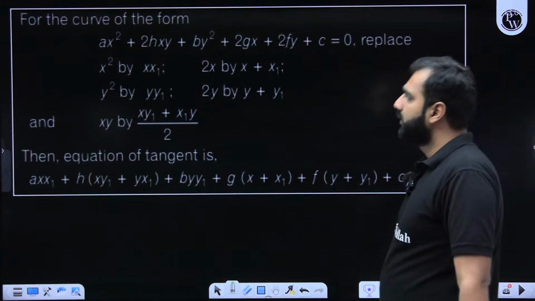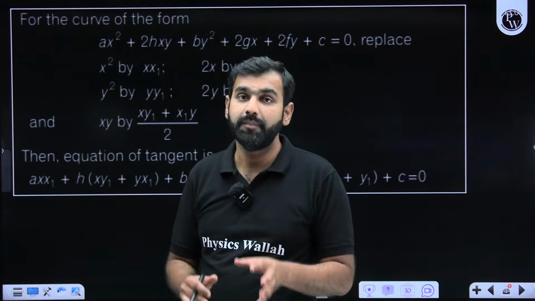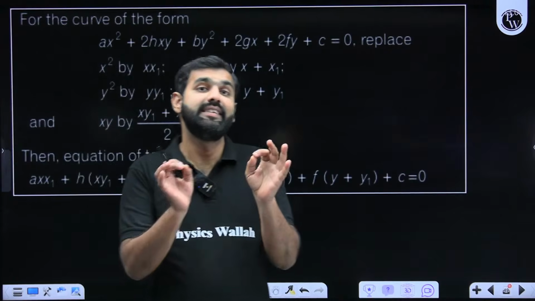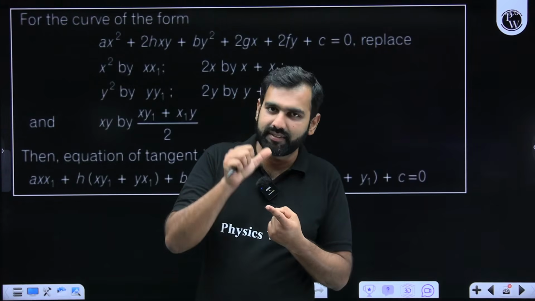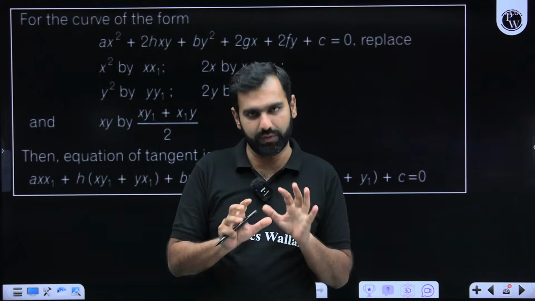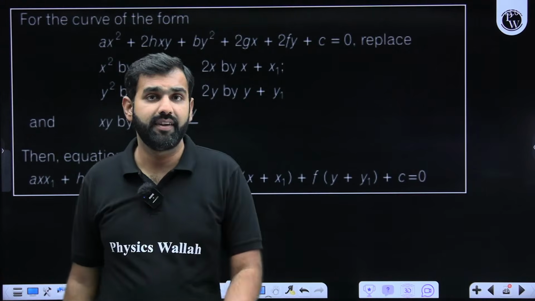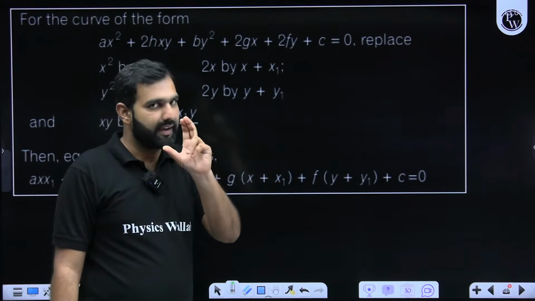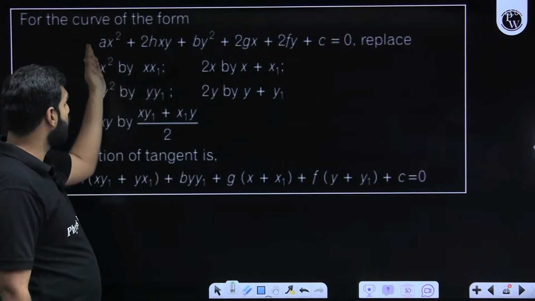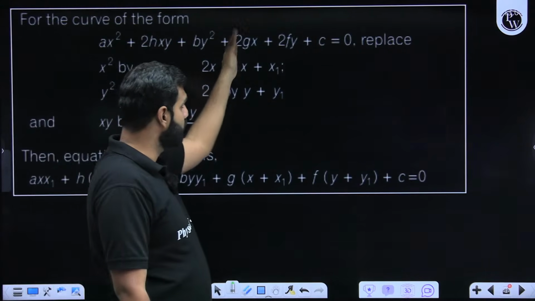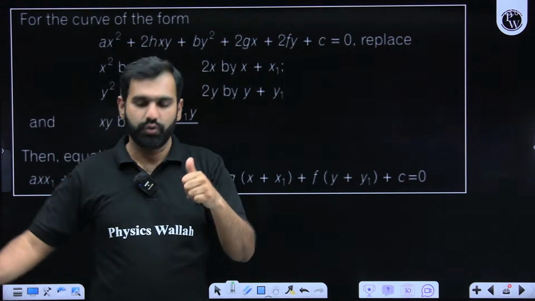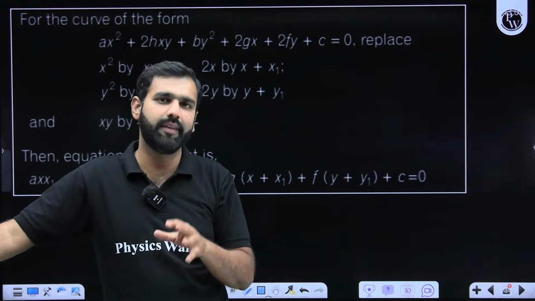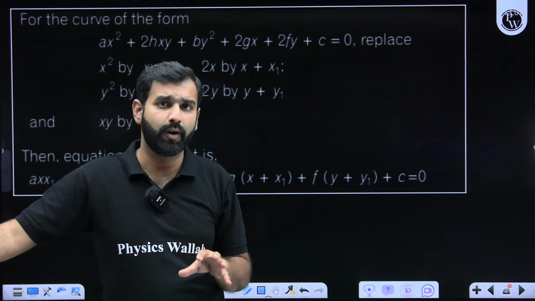Yes. This is something I want you all to understand and pay attention to, because this is that short trick through which you can write the tangent to any second degree curve. Second degree means circle, parabola, ellipse, hyperbola as of now. Let's say we are given a second degree curve, ax square plus 2hxy plus by square plus 2gx plus 2fy plus c equals 0. It could represent either a pair of straight lines or a circle or parabola or ellipse or hyperbola. That depends. We'll discuss it in the later part of this video.